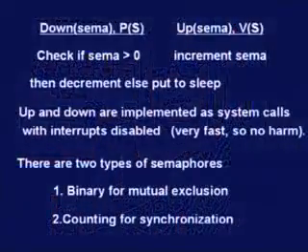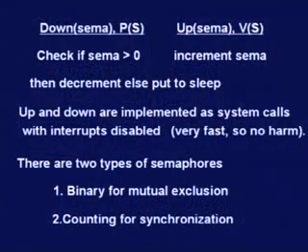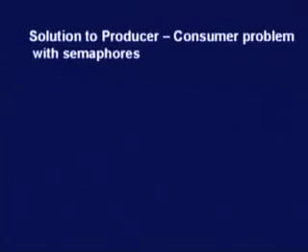So, semaphores are of two types. We have binary semaphores, which are used to provide solutions for mutual exclusion, and we have counting semaphores, which are used for synchronization.